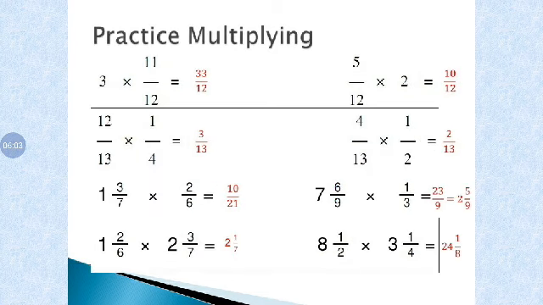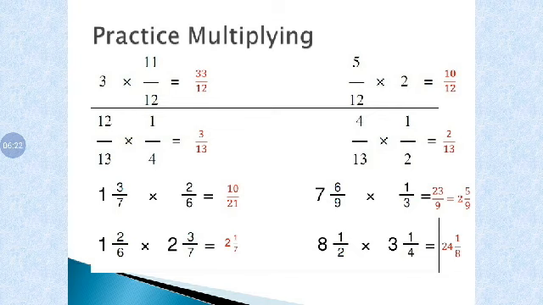Do the given sums. Practice multiplying. 3 by 1 into 11 by 12. 3 11s are 33. 1 12 is 12. Next one, 5 by 12 into 2 by 1. So the denominator is considered as 1. 5 2s are 10. 12 1 is 12.